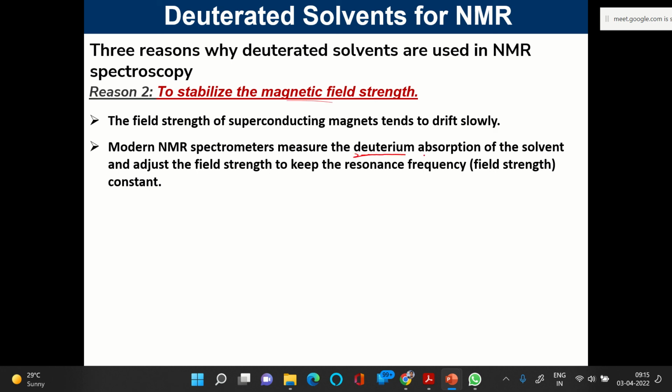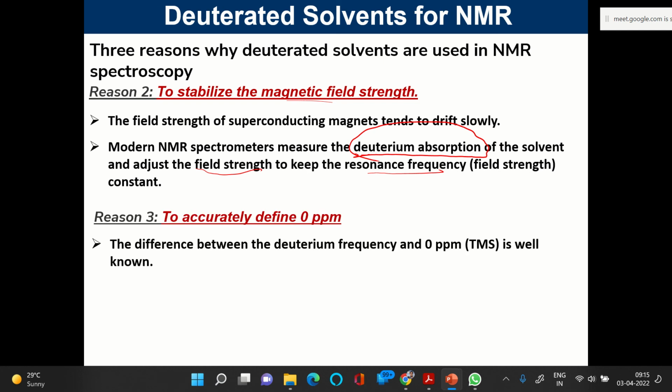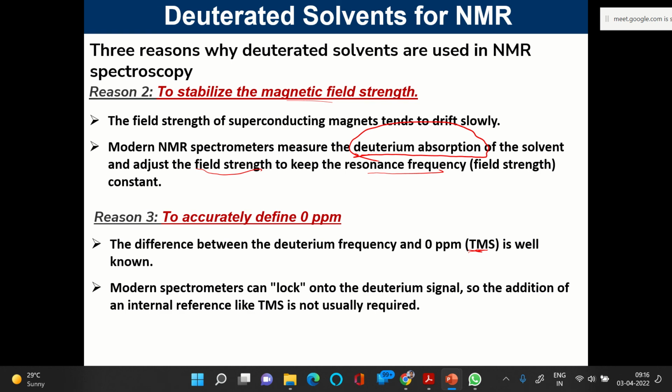So what we do is use the deuterium absorption of the solvent as a marker. We keep it where the absorption for deuterium occurs. You adjust the field accordingly, bring it in resonance and keep it there. Okay, so that's a thing. And then to define the 0 ppm, the difference between the deuterium frequency and TMS is well known. So you do not actually need to have TMS in your system.